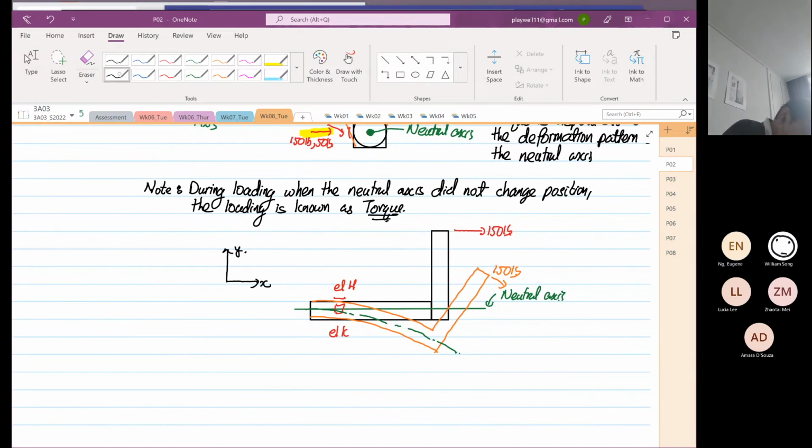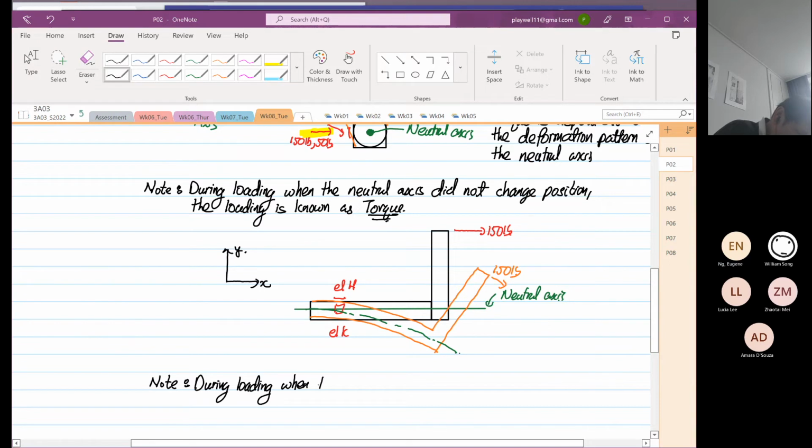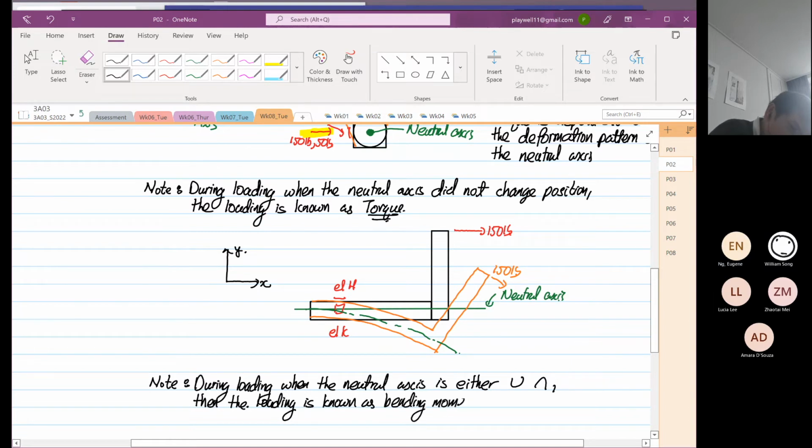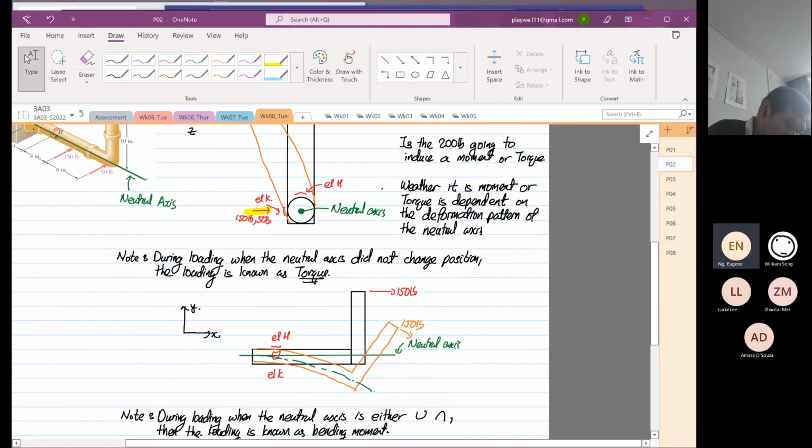Okay, so note during loading, when the neutral axis is either a smiling face or a sad face, then the loading is known as bending moment. Okay, so you can see the difference now, right?